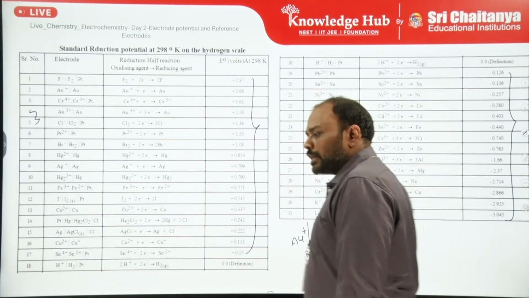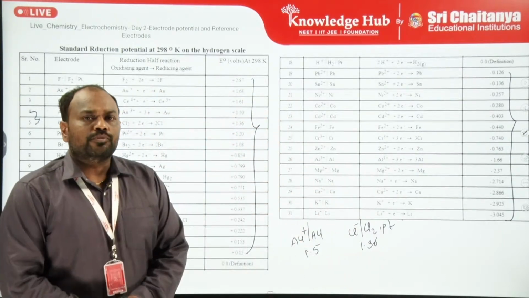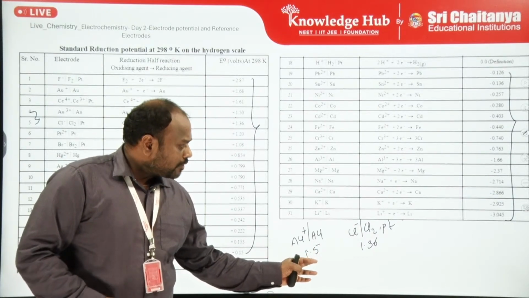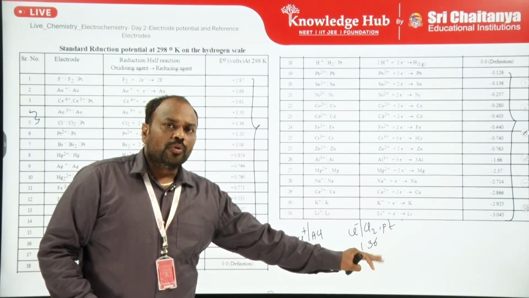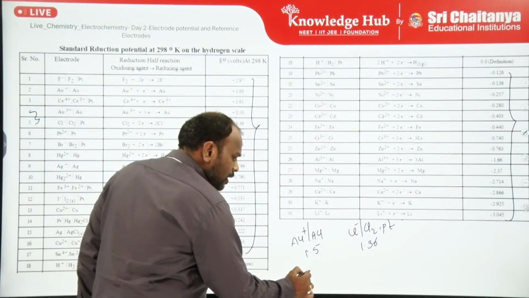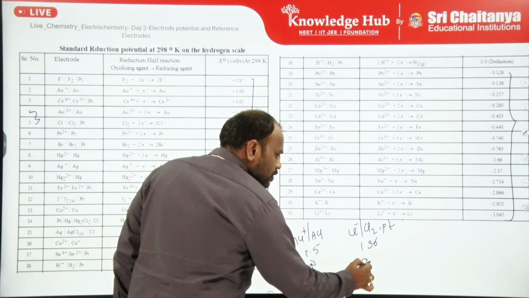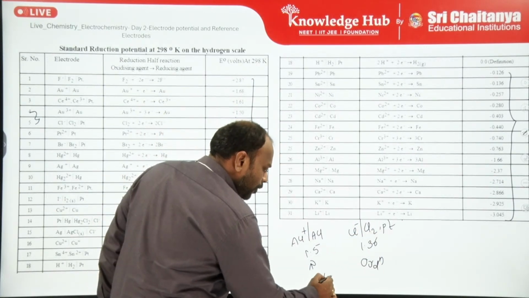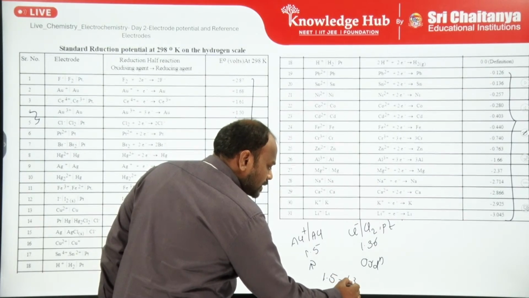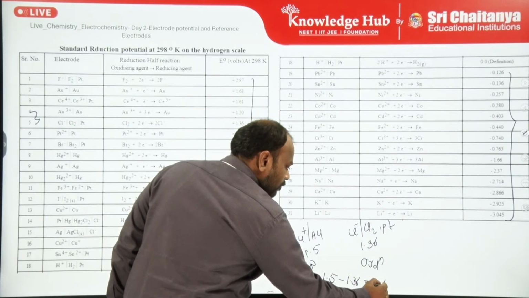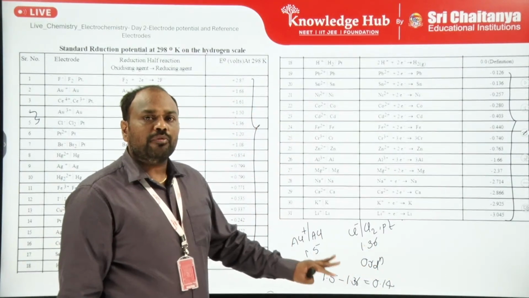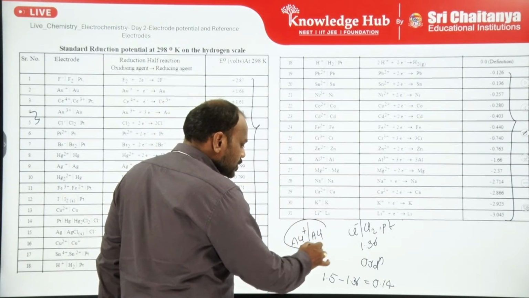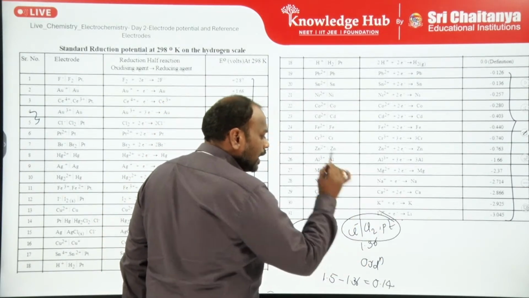1.36. See these two, both values are positive, but how do you identify which is the highest and which is the lowest? 1.5 is highest, 1.36 is lowest. So the highest value undergoes which one? Reduction. The lowest value undergoes which one? Oxidation. So 1.5 minus 1.36. What value do we get? 0.14. To get a positive electrode potential, we do it like this. That means this undergoes reduction and this undergoes oxidation.